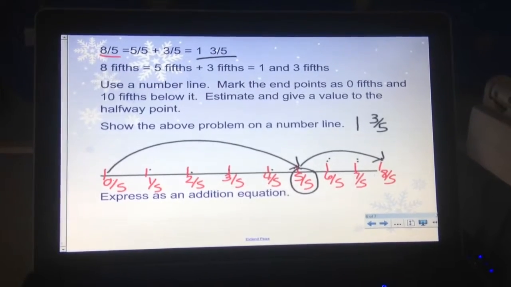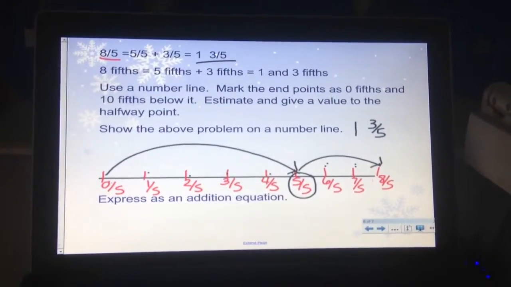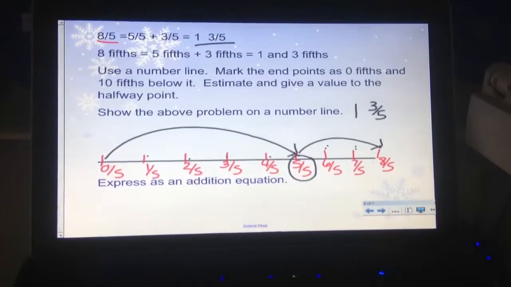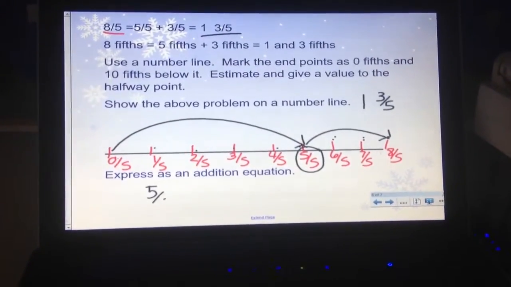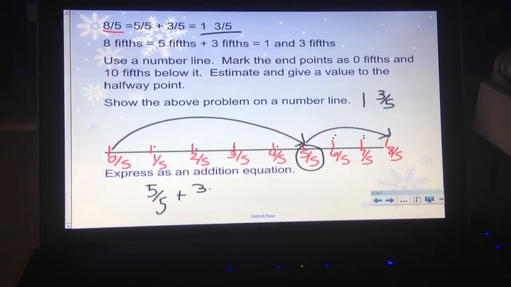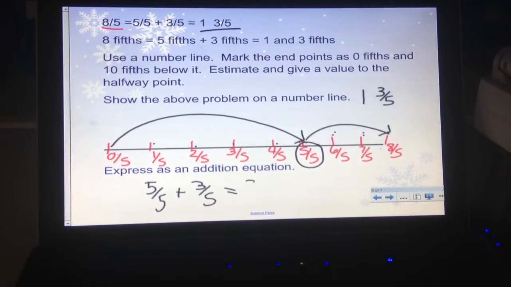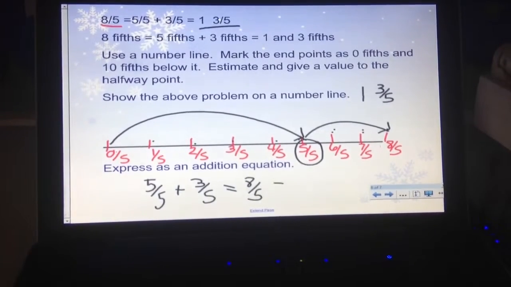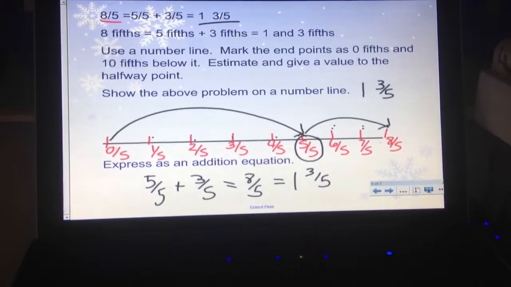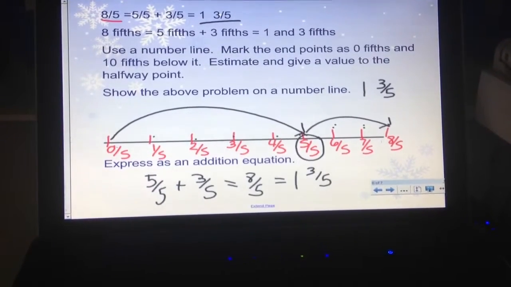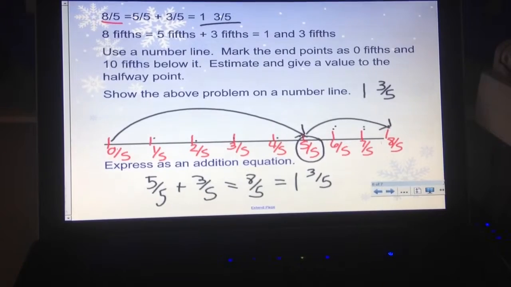Express it as an addition equation. How that would look would be 5/5 plus 3/5 equals 8/5, and that's also equal to 1 and 3/5. I can't express it as a multiplication equation because there's no number that repeats itself. I only have 1 5/5 and I only have 1 3/5, so there's no way for me to use multiplication with this particular problem.